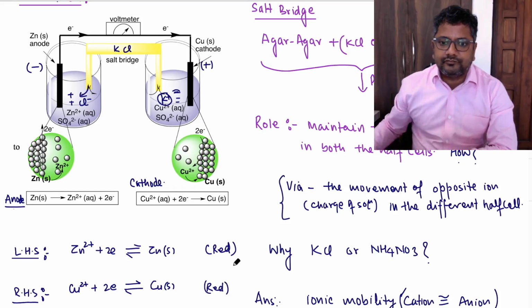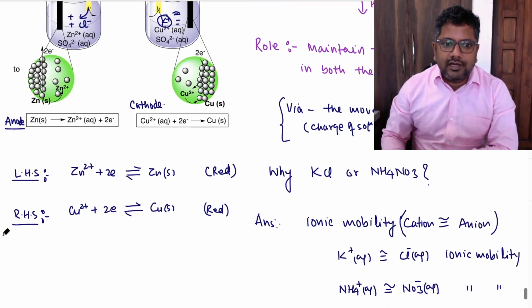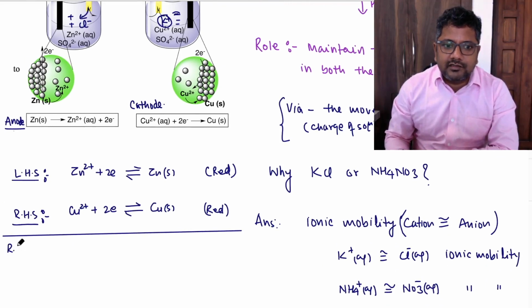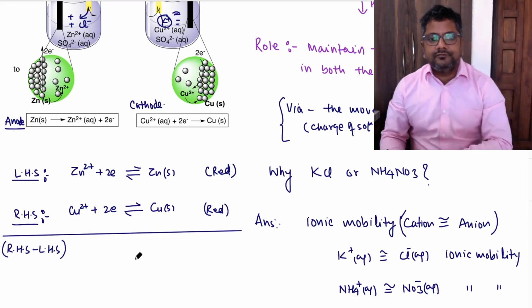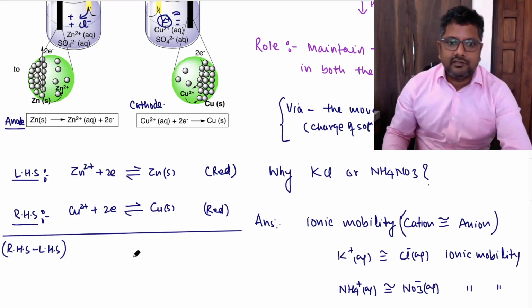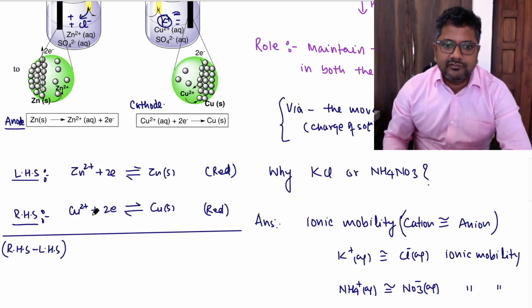Reduction. Now, how to get the complete cell reaction? The complete cell reaction you will get is RHS minus LHS, right? RHS minus LHS. So what do you get? This minus this. So this will go to the right and this will come to the left.